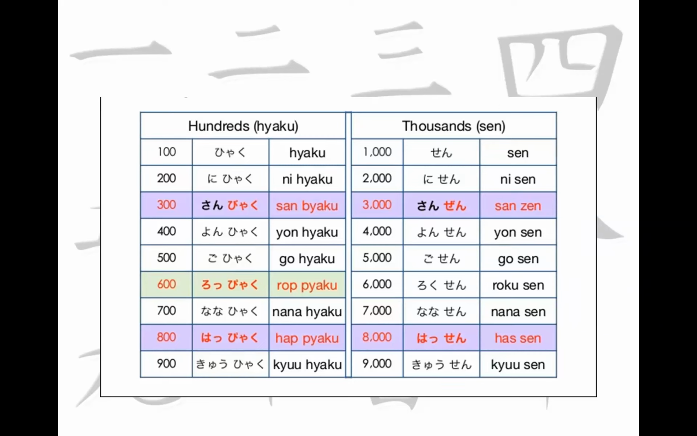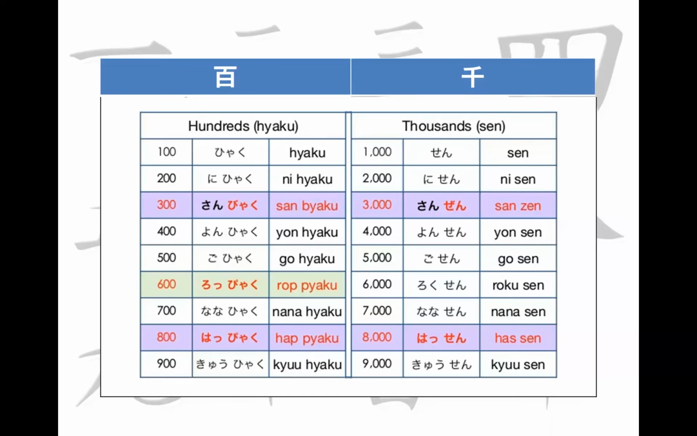So, what are the things to note with the sen, or the thousands? 4,000 will always be yon sen. 7,000 is always nana sen. While the irregulars would be san zen for 3,000 and the 8,000 is has sen. You get that? Remember? I hope you do. Now, for the kanji of hyaku and sen, please do take note of them.